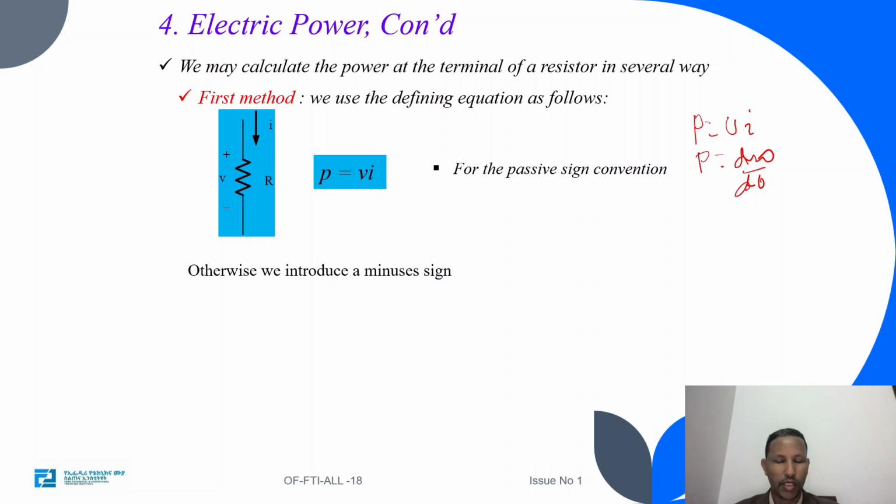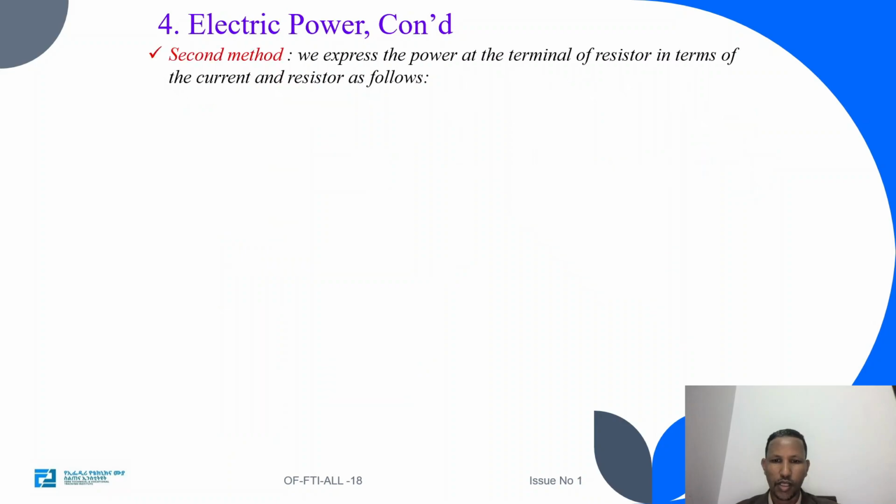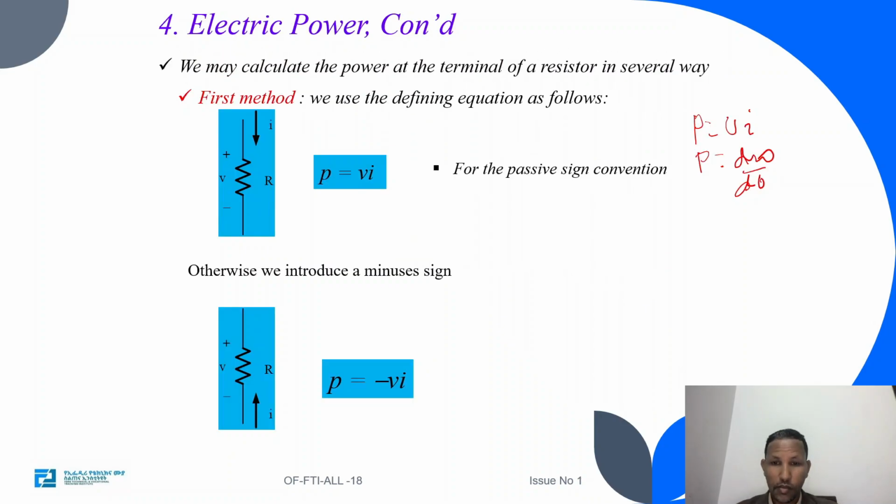Otherwise, we introduce a minus sign. That means when the power is supplied by the element, rather than absorbed by it, we need to introduce a negative sign. As you can see here, the current is entering the negative terminal and leaving the positive terminal. So for this case, power will be given by negative voltage times current.